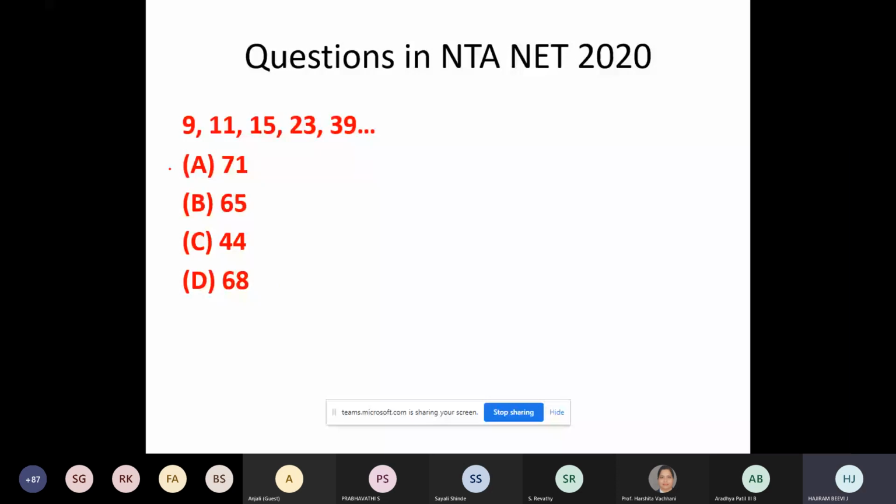For that we are going to again guess the pattern. So 9 is the first element. The second element is 9 plus 2, 11. Then the third element, 11 plus 4, 15. Then the fourth element, 15 plus 8, it is 23. Then 23 plus 16 is 39.